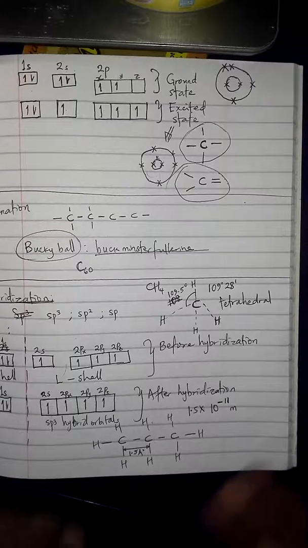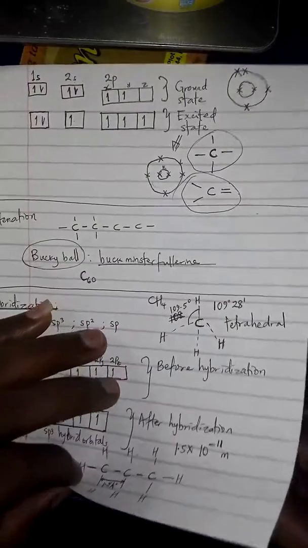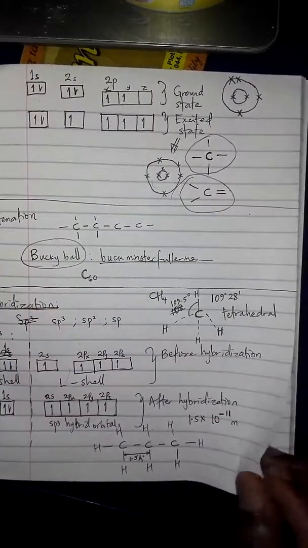Okay, sp3 hybridized carbon atoms are found in carbon to carbon single bond compounds. That is, compounds that contain only carbon to carbon single bonds. They do not contain carbon to carbon double bonds or triple bonds at all. They only contain carbon to carbon single bonds. Okay, so that is that about sp3 hybridization.